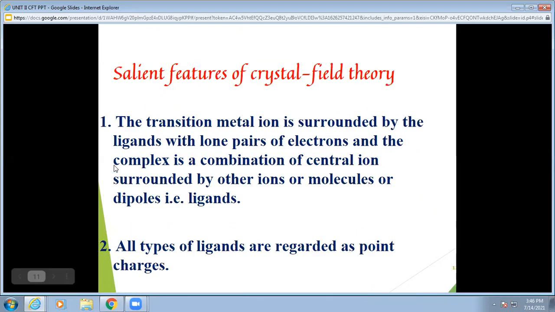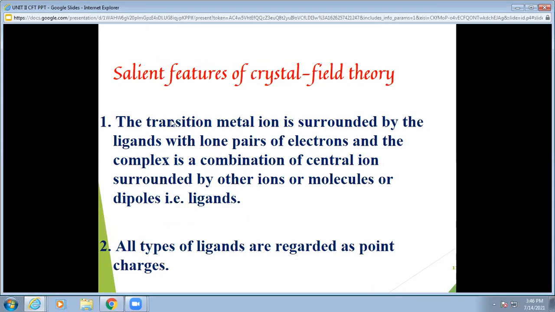Salient features of crystal field theory. What is crystal field theory? The transition metal ion is surrounded by ligands with lone pairs of electrons, and the complex is a combination of the central ion surrounded by other ions, molecules, or dipoles, which are called ligands. All types of ligands are regarded as point charges.